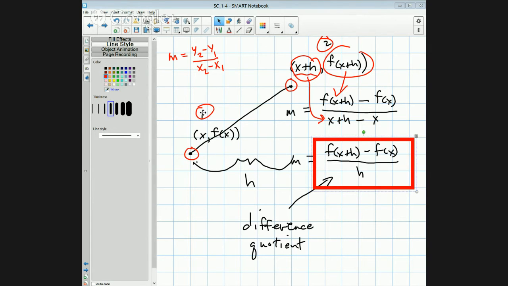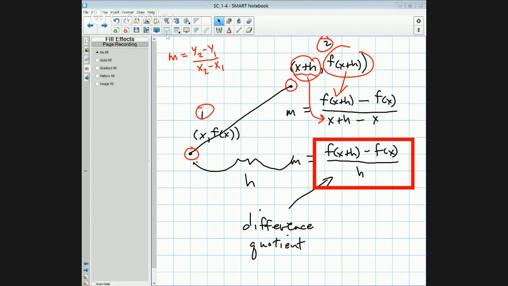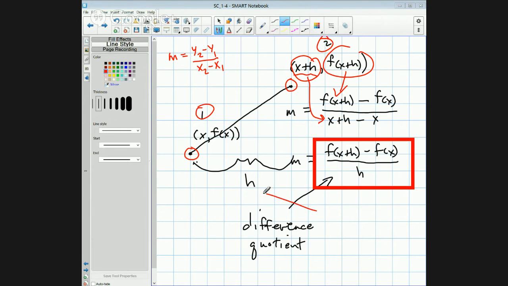Okay, so that's a biggie. That's called, as you can see down at the bottom, this is called a difference quotient. It's really just a slope, because that's all we did on this page is use a slope formula. It's a generic slope for two generic points. But we are going to be referring to this over and over and over again as a difference quotient.